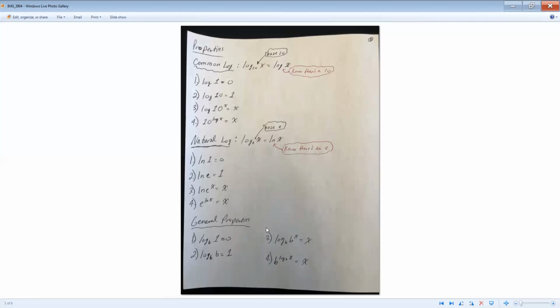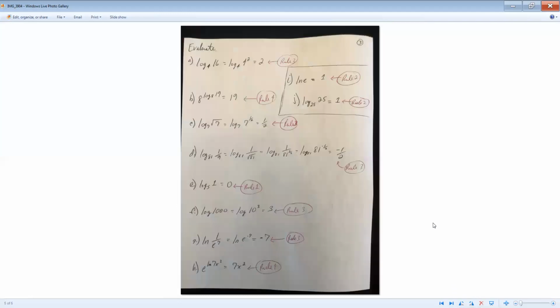So generically, when you look at these properties, log base b of 1 is always going to be 0. Log base b of b is 1. Log base b of b to the x is going to be x. And b to the log base b of x will be x. So these will cancel out, leaving you with just x. So let's put that to work.